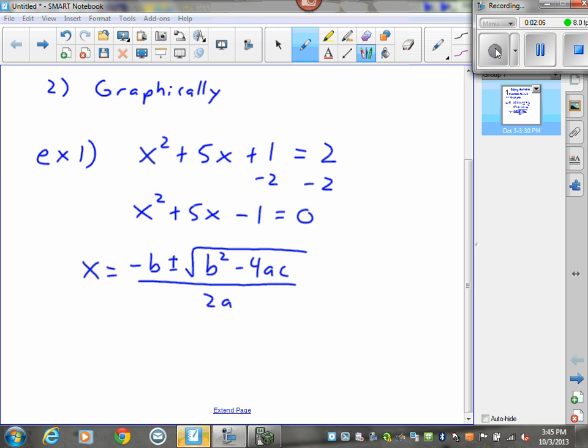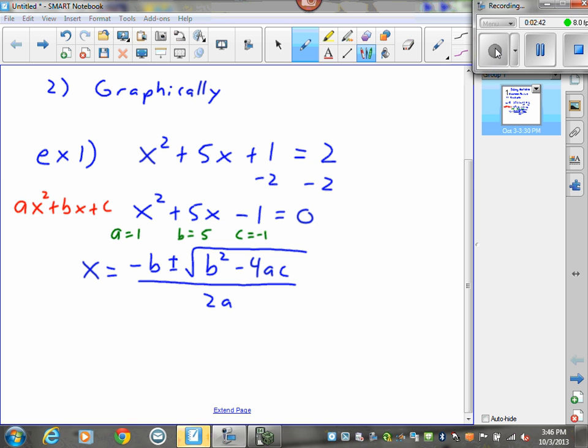Okay, so my equation that I'm looking at is in standard form, which is ax squared plus bx plus c. So when I look at that, I'm going to notice a couple of things. I know that a equals 1, because the coefficient on the x squared would be 1. There is not a number there. It implies that it's the number 1. My b value is 5. And my c value is negative 1. Alright.